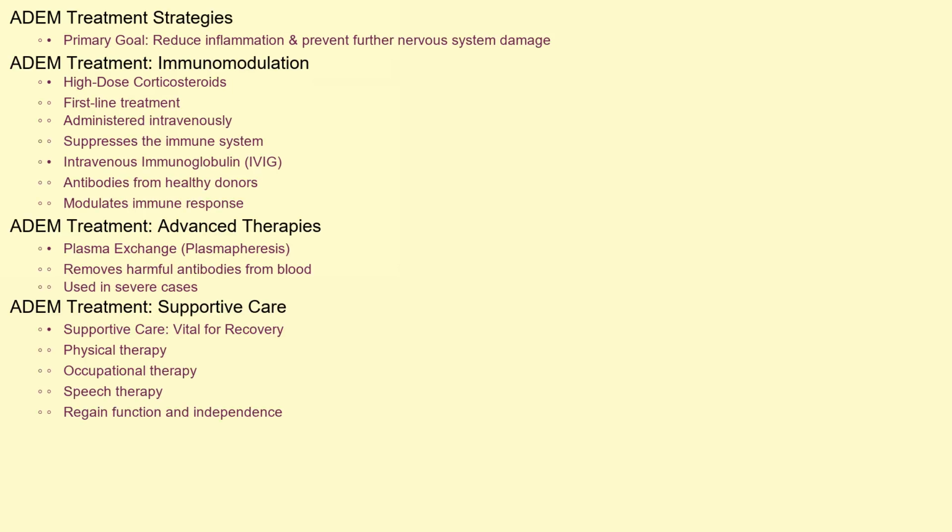The primary goal of ADEM treatment is to reduce inflammation and prevent further damage to the nervous system. High-dose corticosteroids, administered intravenously, are often the first-line treatment to suppress the immune system. Intravenous immunoglobulin, or IVIG, which contains antibodies from healthy donors, is another therapeutic option that helps to modulate the immune response. In severe cases, plasma exchange, also known as plasmapheresis, may be used to remove harmful antibodies from the blood.